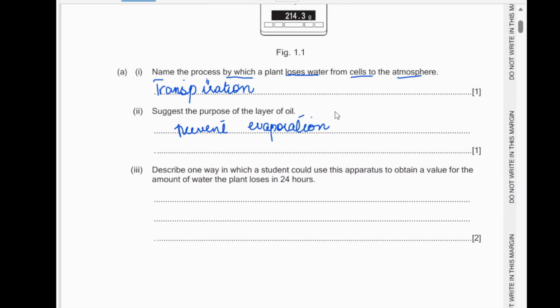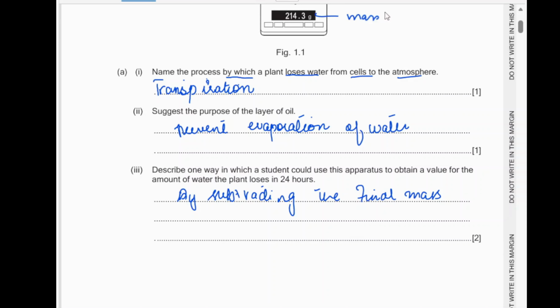Exactly, exactly. That is the method. So we would subtract, okay, by subtracting the initial final value or final mass, because mass is given. Gram means mass, because mass is given, final mass from the initial mass, and calculate the difference.